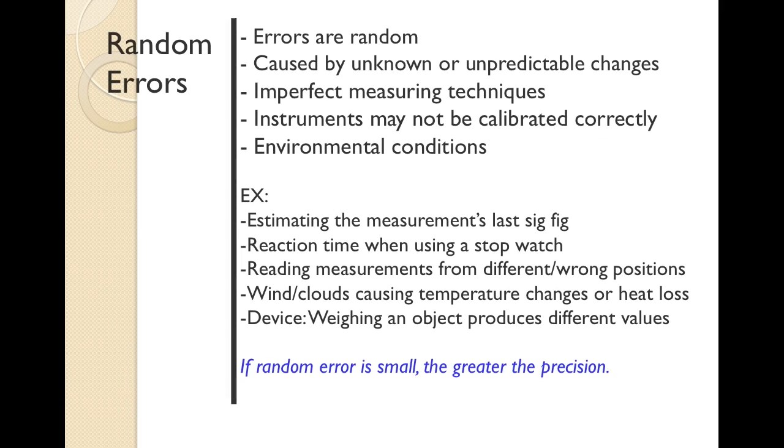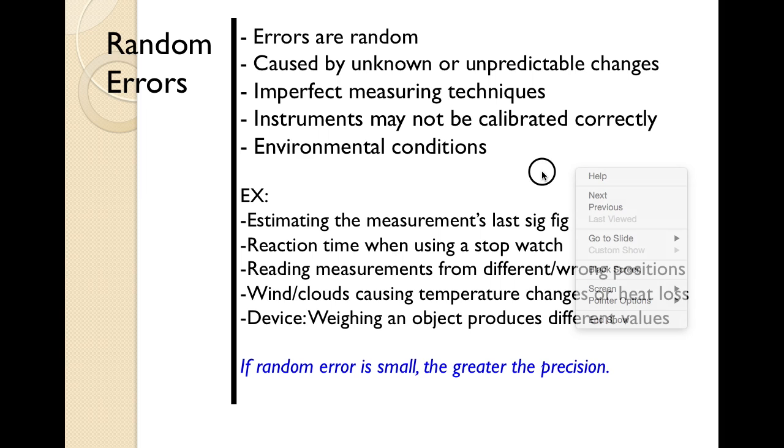Now, there are 2 different kinds of errors that you need to know. And these errors are called random errors and systematic errors. Random errors are just that. They happen without any knowing of what caused it. It's unpredictable and you can't tell why it happened. It could be caused by imperfect measuring techniques, or maybe your instruments are not calibrated correctly, which therefore would mean your data is going to be off when you take the measurements.